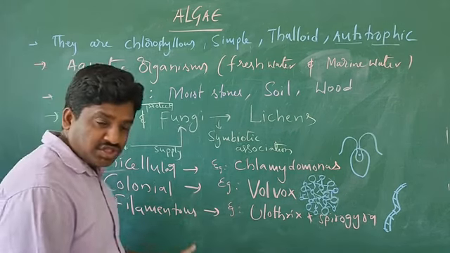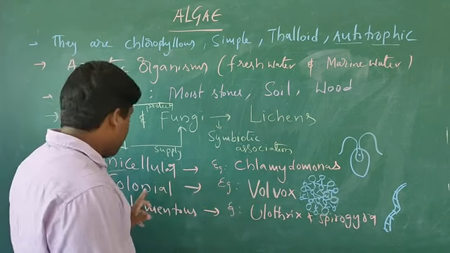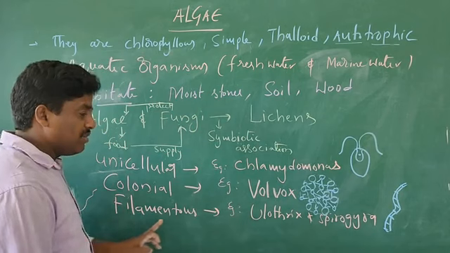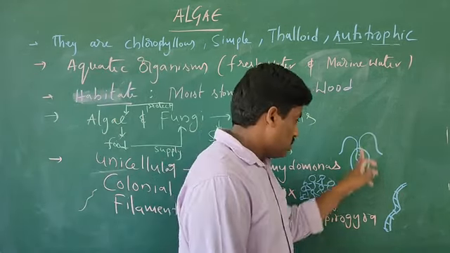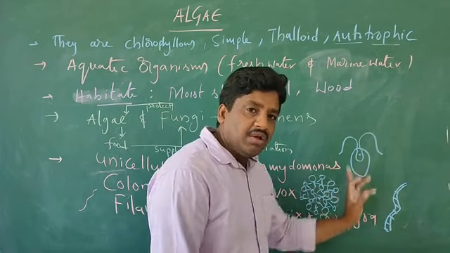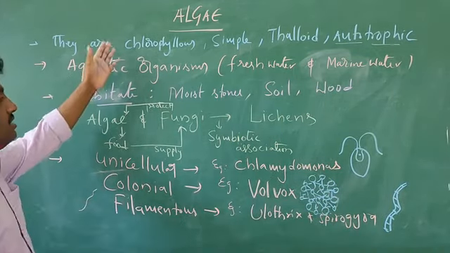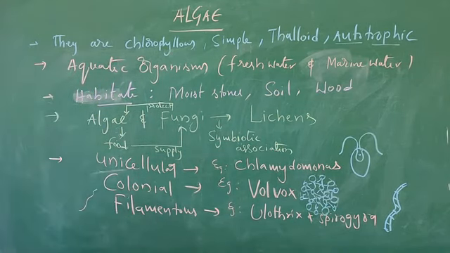Examples are very important. Unicellular example: Chlamydomonas. Colonial forms example: Volvox. Filamentous forms examples: Ulothrix and Spirogyra. So these are the organisms I drew here. Next, understand? So these are some features, and we will discuss the features also.